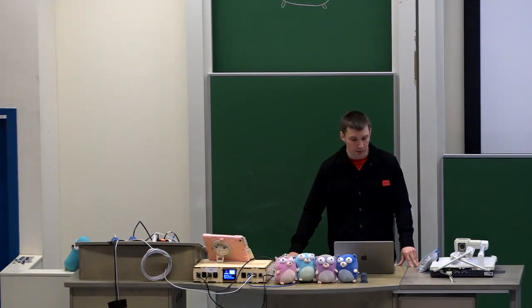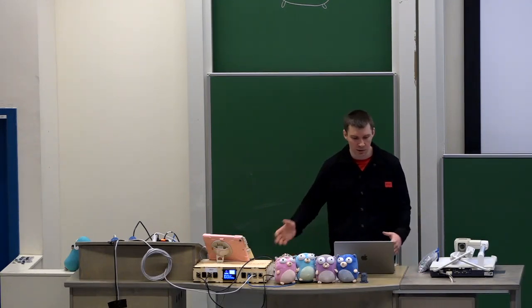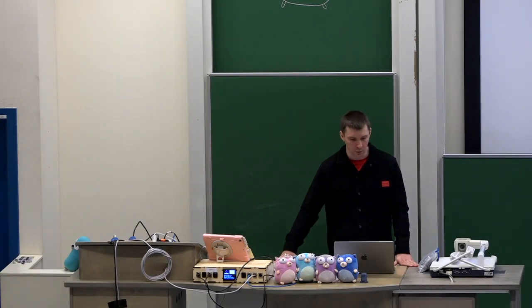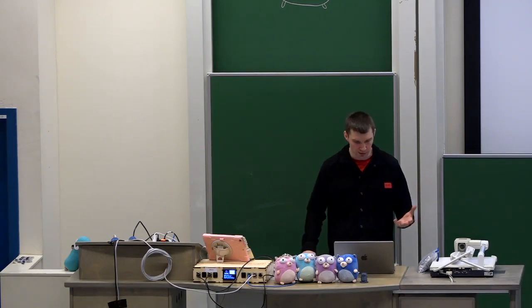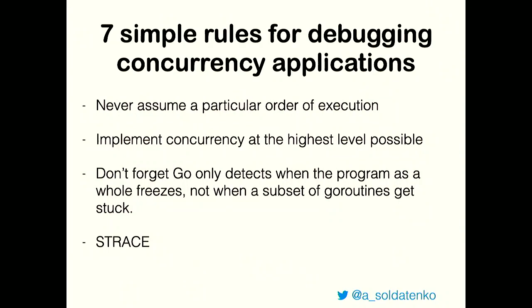Another piece of advice is more about design than writing code. Try to implement any concurrency logic at the highest level possible. Try not to pass lots of channels and lots of goroutines around. Try to keep the logic and the concurrency separate. And don't forget, as I said, the race detector doesn't always help, because it doesn't detect when the whole program freezes. It only helps when a subset of goroutines gets stuck.